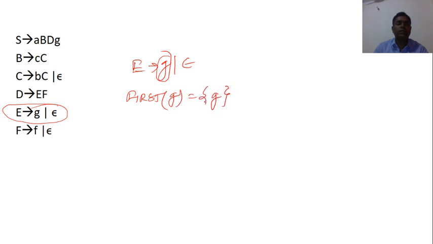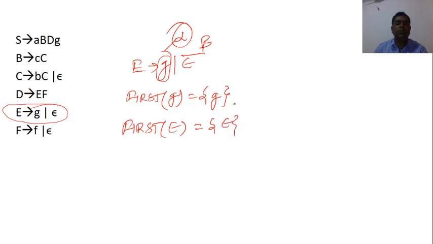That means first of alpha, this is alpha, this one is beta. So first of alpha is G. Now I have to find out first of beta, that is first of empty, and it is equal to empty. If I am checking first of alpha and first of beta, there is nothing common between them. But I have to apply one more rule, because first of beta contains empty.